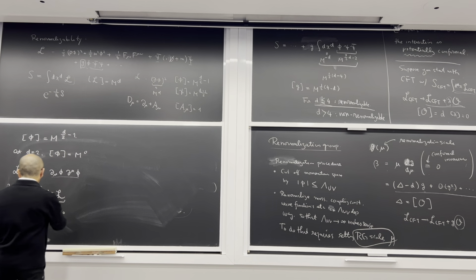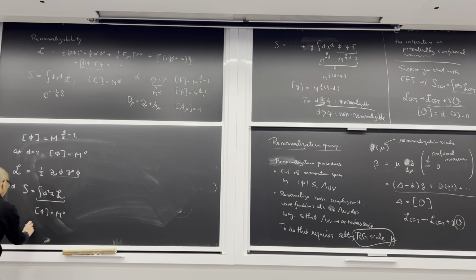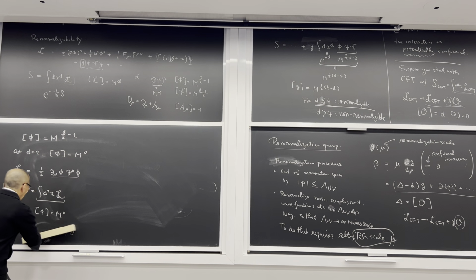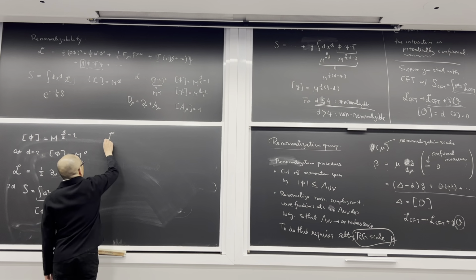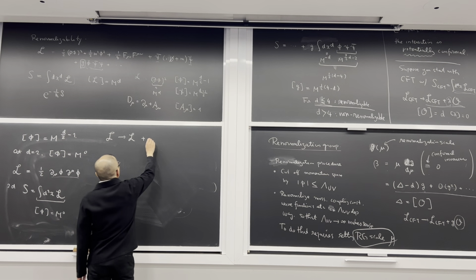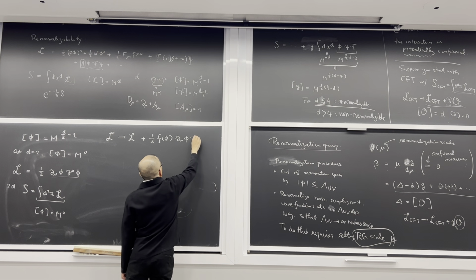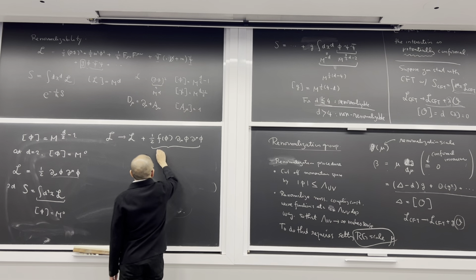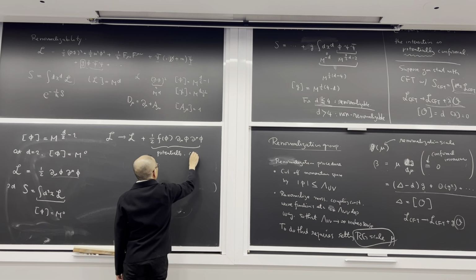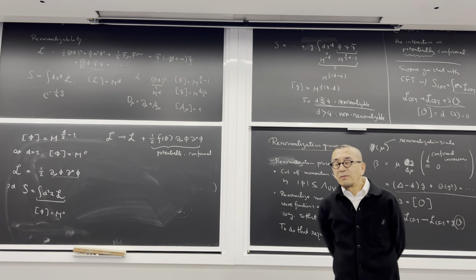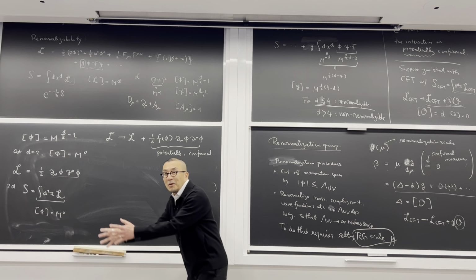So this shows that there are actually many things you can do. For example, you can change this L, which depends on phi, by adding any function of phi. And potentially, this is conformal. Potentially conformal.